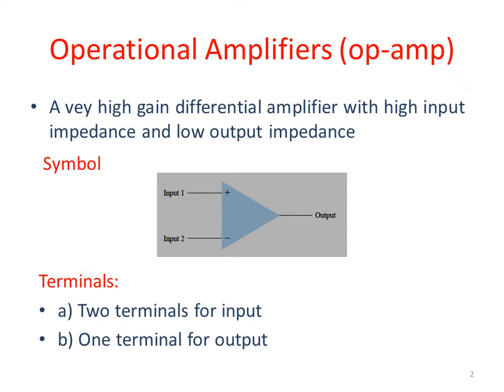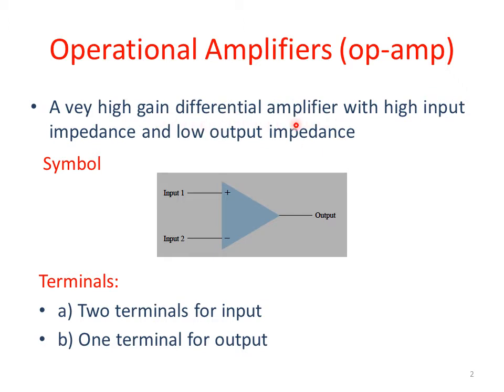In this class, we are going to study operational amplifiers. These are a type of amplifiers which have the ability to amplify the signal. Now, what properties or characteristics this amplifier has, we will be studying one by one in detail. First of all, we should see that this is a high gain differential amplifier having high input impedance and low output impedance. This is a differential amplifier.